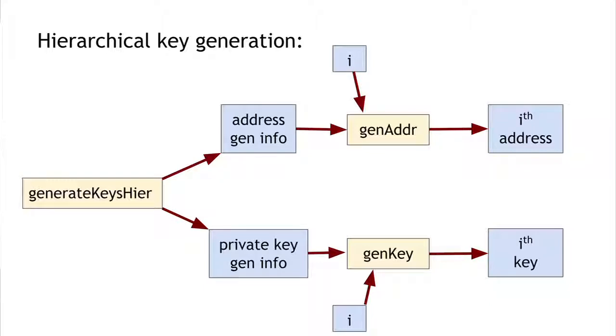The other thing that's important is that we have a security property, and the security property is this, that the address generation info doesn't leak keys. That is, it doesn't leak any information about what the keys might be. And that means that it's safe to give the address generation info to anybody, and so that anybody can be enabled to generate the ith address.